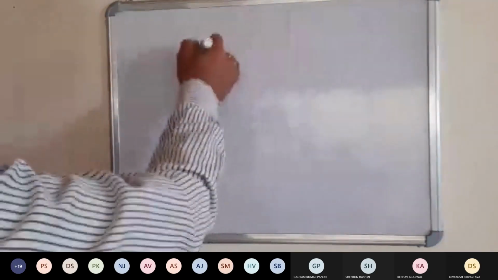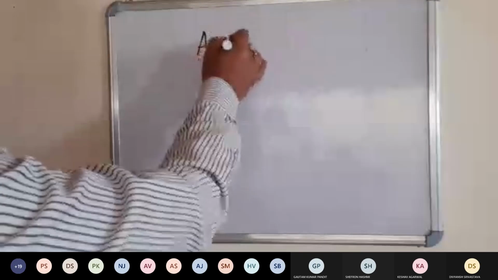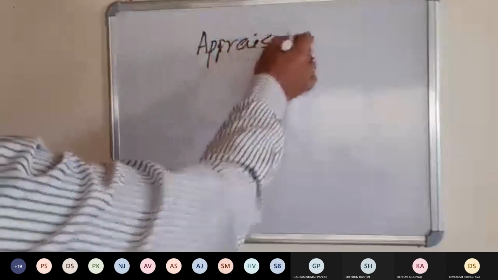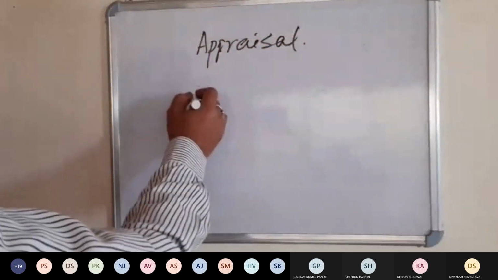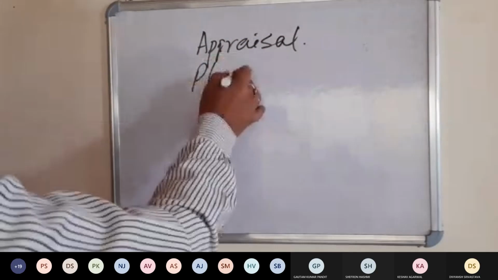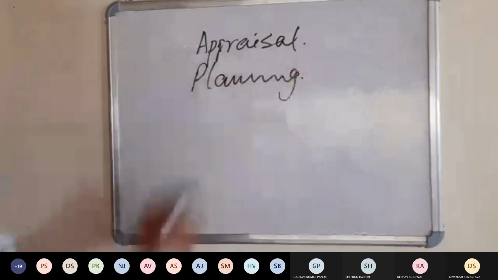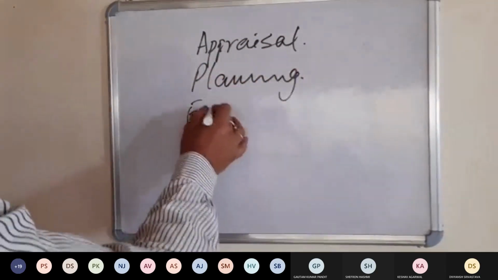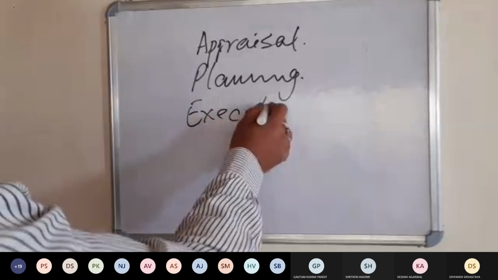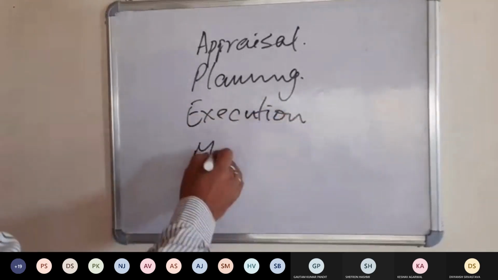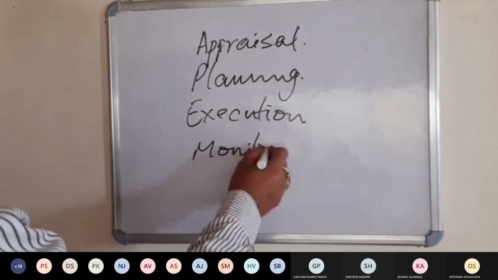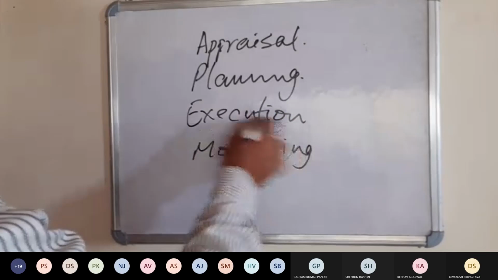So voyage planning, passage planning has got 3 stages, rather 4 stages we can say. Appraisal, then planning, then execution, and then monitoring.